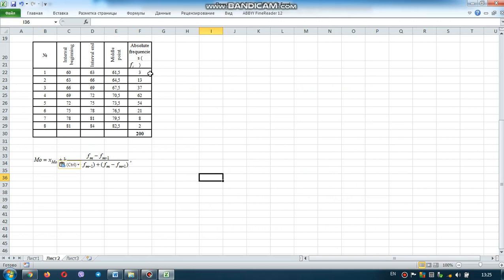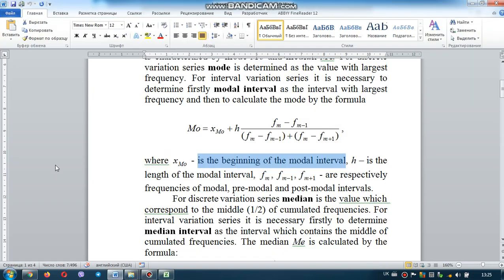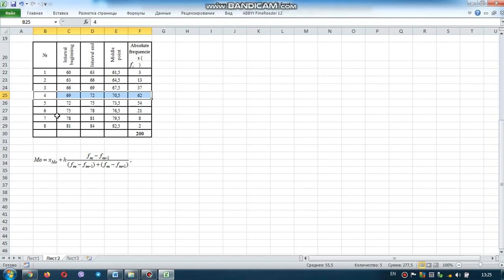What does it mean? It means that XMO is the beginning of the interval with the highest frequency, because model interval is the interval with the highest absolute frequency. Let's analyze. Maximal absolute frequency is 62, so this interval is the model interval. Now we know the XMO, the beginning of the model interval.